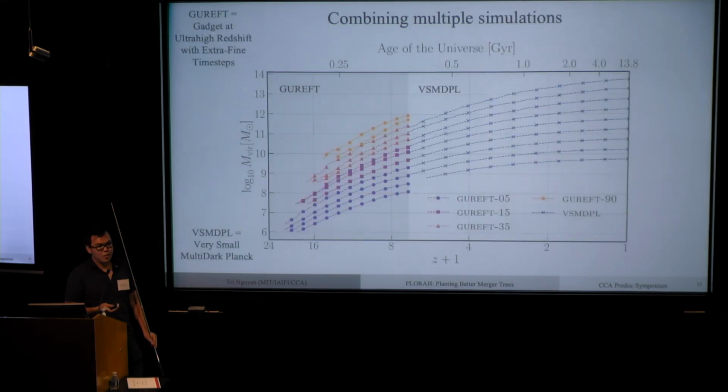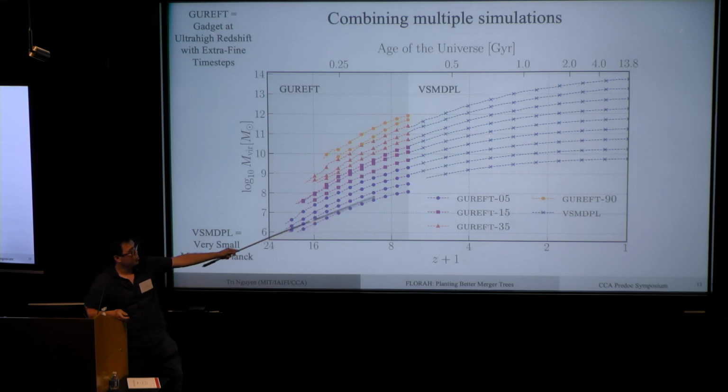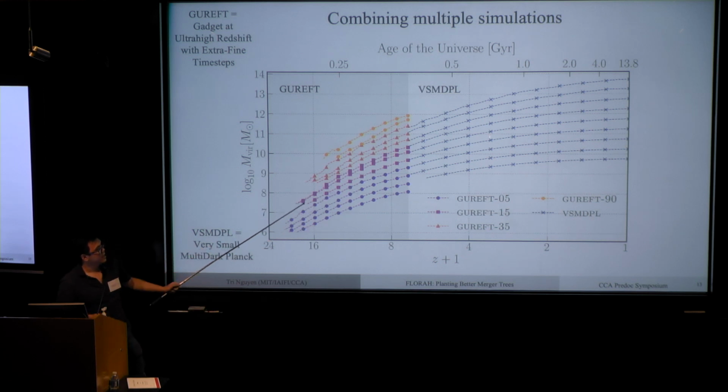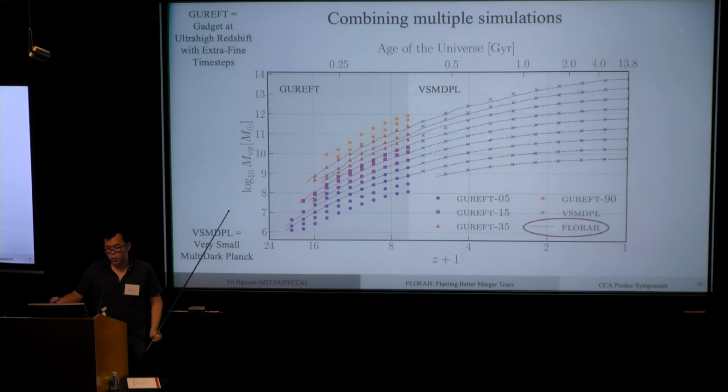Another thing that we do is we now have another simulation, called the Graph simulation, run by the amazing Aaron Yoon. The Graph simulation is at very high redshift, starting at redshift z equals 6, but it has very high mass and time step resolution at this redshift. Here I'm just showing the data, the n-body simulation, and you can see the Very Small MultiDark trees as well as the Graph trees. Now I'm going to remove all the lines and replace them with Flora.